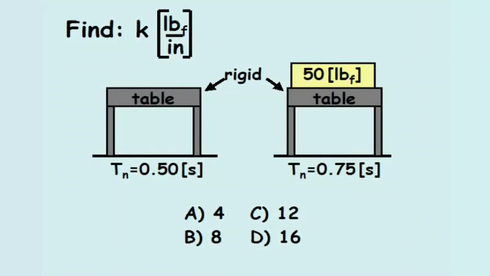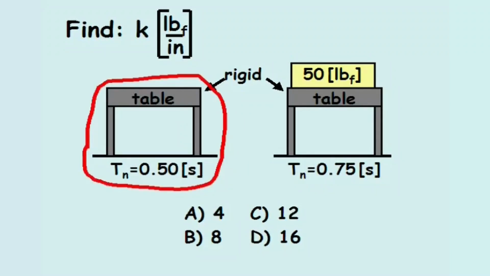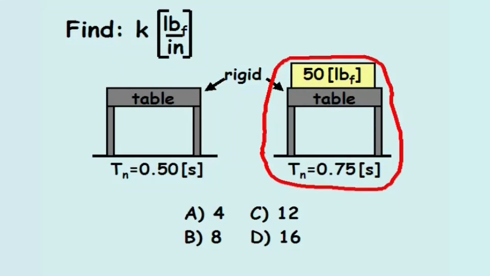Find the stiffness in the table, in pounds-force per inch. In this problem, a table with a rigid top has a natural period of vibration of 0.5 seconds when unloaded, and a natural period of vibration of 0.75 seconds when loaded with a 50-pound force weight.